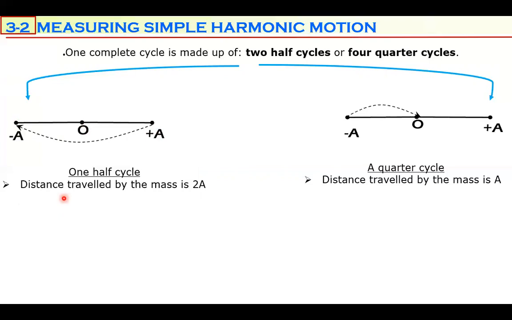It depends on where the object starts, but we can say that the distance traveled by the mass for half cycle is always 2A. For quarter cycle, it is going to be A. Again, displacement can change, but distance is certainly A for a quarter cycle.